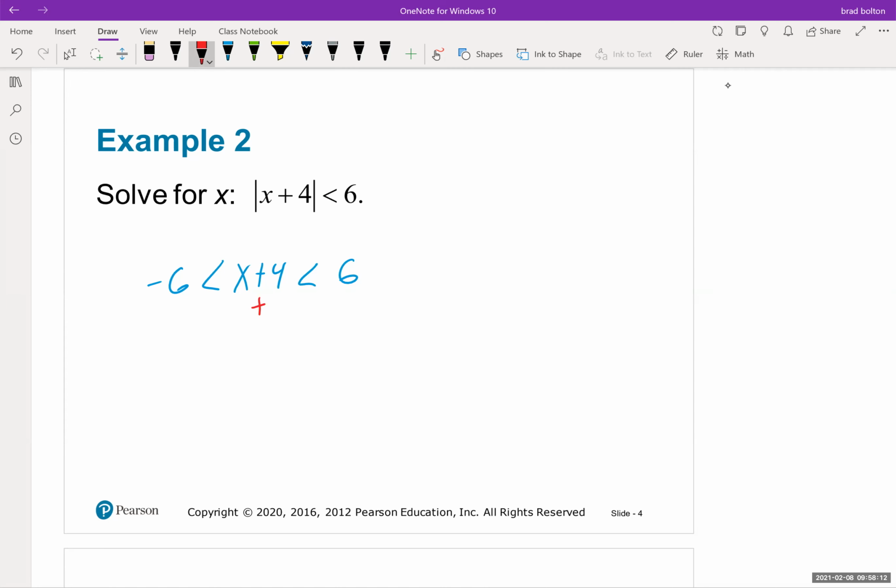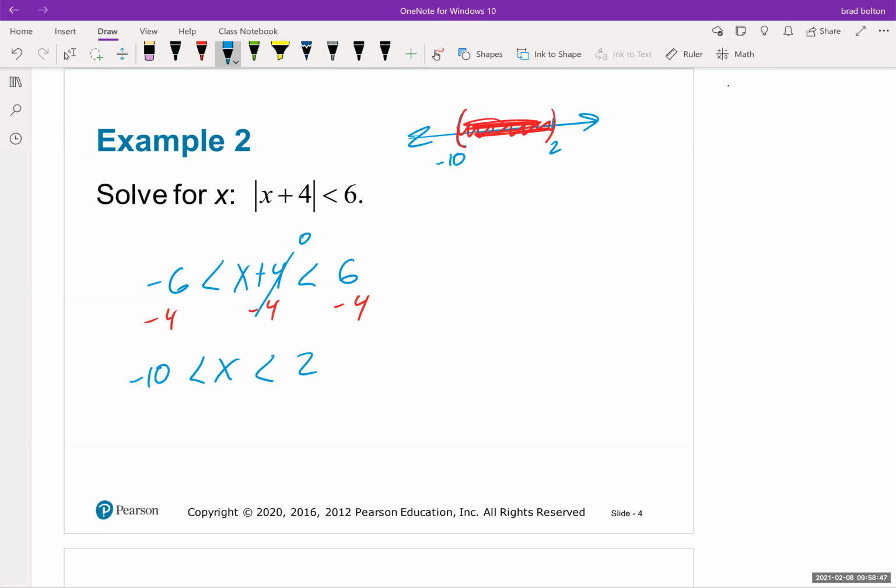We're going to subtract 4. Okay, so this becomes 0. This becomes negative 10 is less than x is less than 2. Okay, so if we were to draw the number line, we would have negative 10 here and 2 here, and we would shade in between because this is an and statement. We're saying what values of x could we use that would be bigger than negative 10, but also at the same time smaller than 2? Well, that's all of this in here, right?